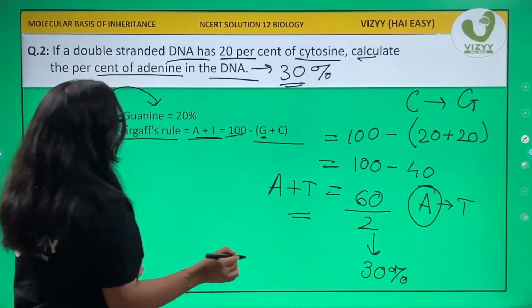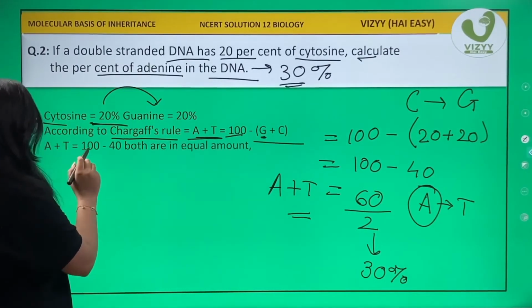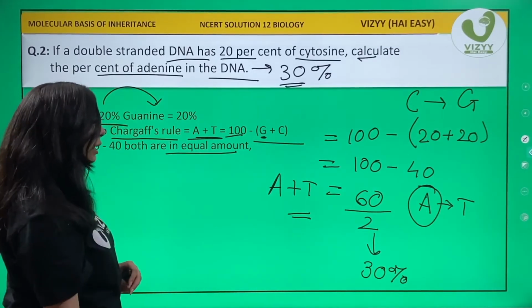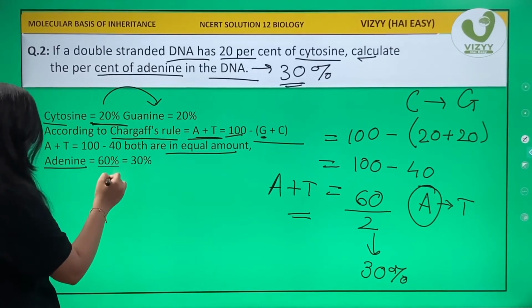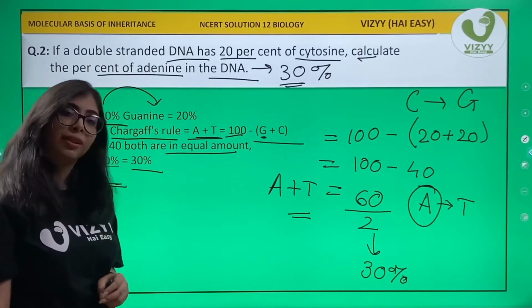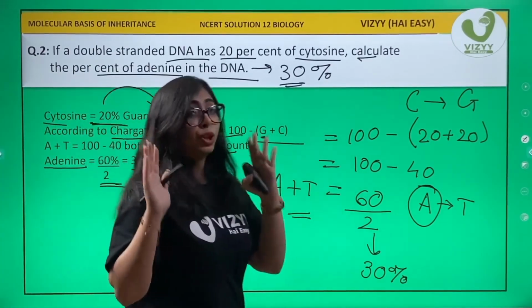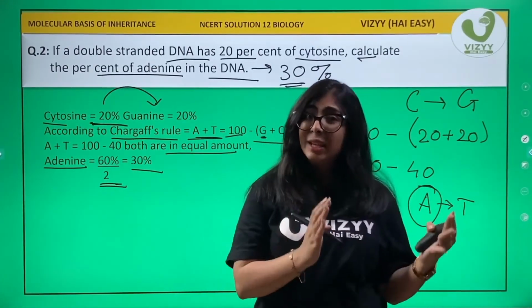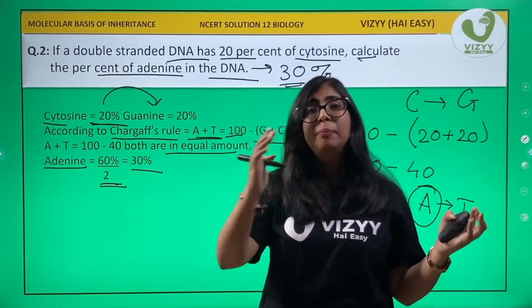Okay, let's see. A plus T is equal to 100 minus 40, as both of them are in equal amounts. Therefore, adenine is equal to 60% divided by 2, which is equal to 30%. Okay students, so this is very easy, but what you have to remember, A plus T is equal to 100 minus, in brackets, C plus G.